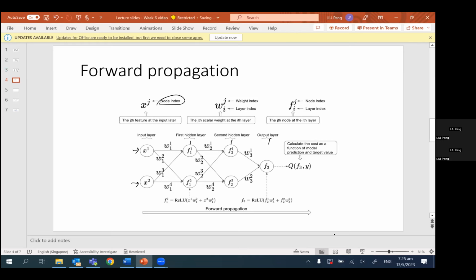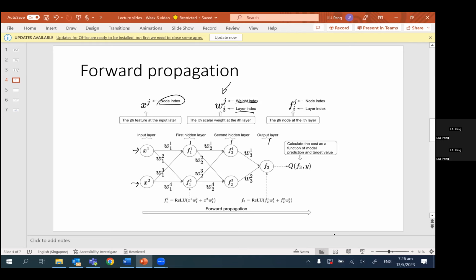And then for W, because it becomes a bit complex, we need to be careful in terms of what the index means. So this means the weight index, right? The index of the weight, and then the layers. So this looks at which layer we are in.